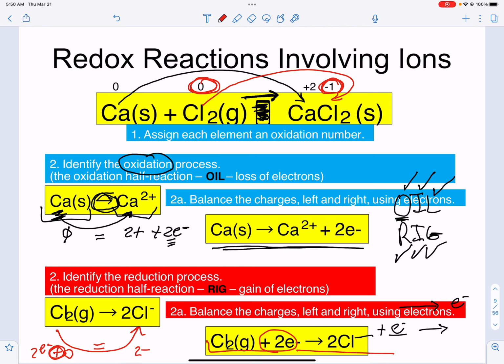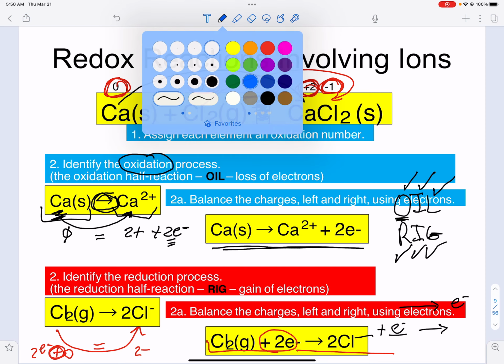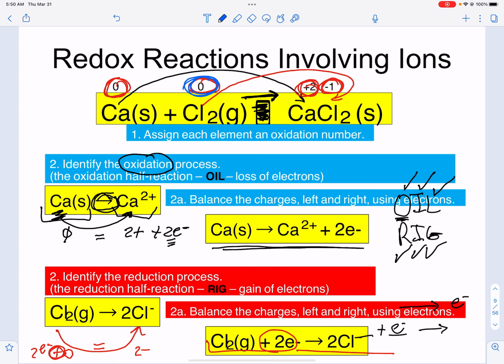So this is definitely a redox reaction because we saw that the element is changing oxidation numbers. So every time you can identify a change in the oxidation numbers, we have a redox reaction. And you better be able to identify the reduction and the oxidation because they cannot happen on their own. The electron has to be coming from somewhere.